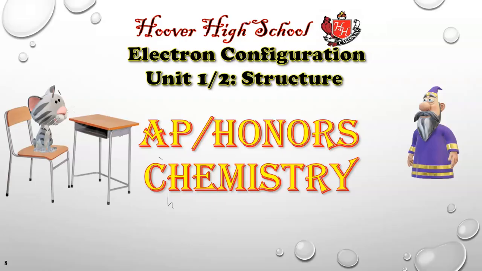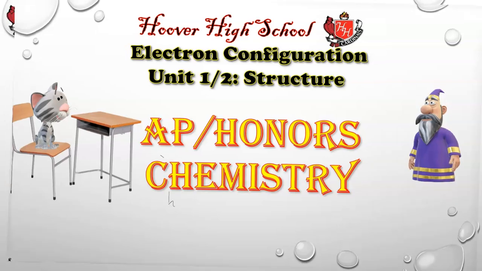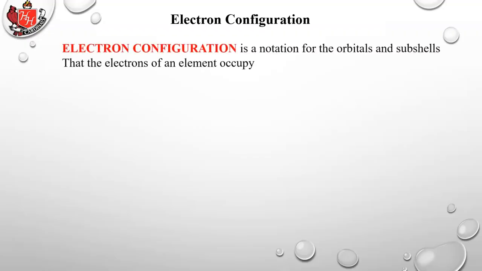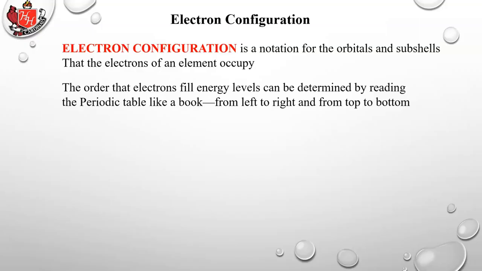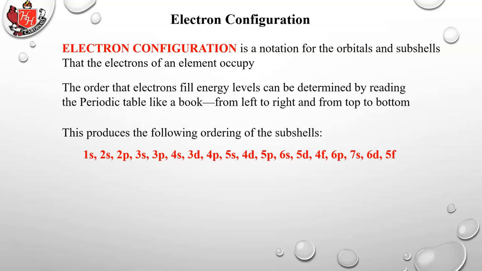Right, chemistry. We're continuing our deep exploration into the structure of the atom, and this is called electron configuration. Electron configuration is a notation for the orbitals and subshells that the electrons of an element occupy. The order that electrons fill energy levels can be determined by reading the periodic table like a book, from left to right and top to bottom. This produces the following ordering of the subshells. And go ahead and have your periodic table in front of you as you watch this lesson.